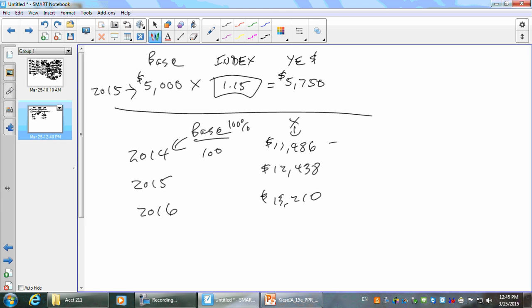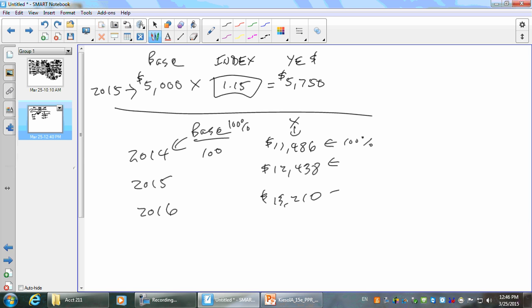Set this equal to 100%, right? And then tell me what this one is relative to that one. That's all it is. 11,486. Yes, I apologize, 11,486 is the first one. And it's 12,438 the second one, and 13,210 the last one.